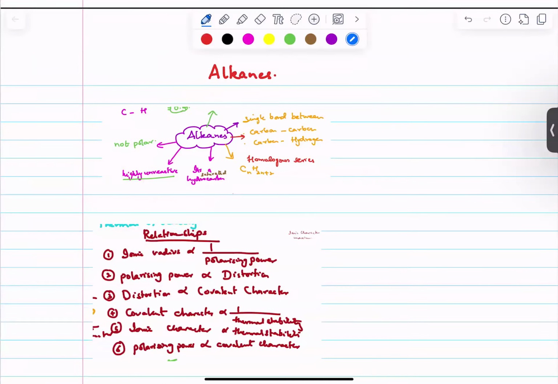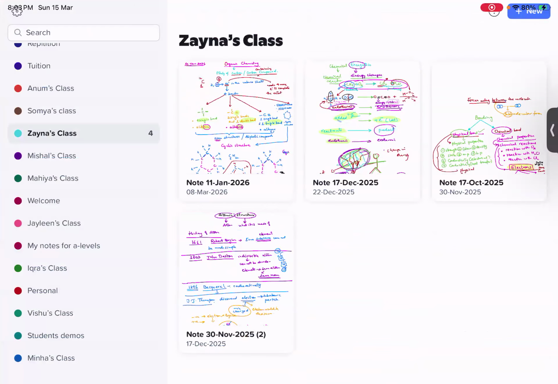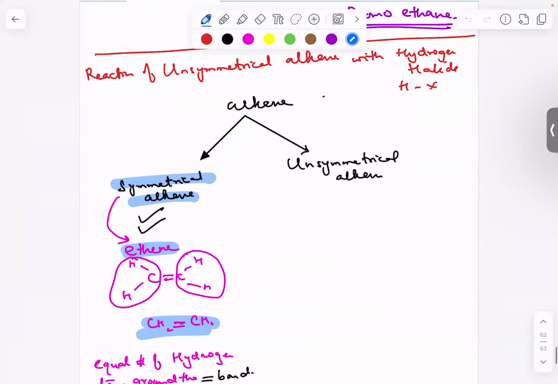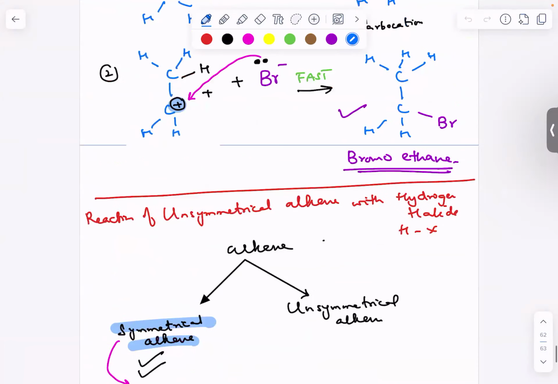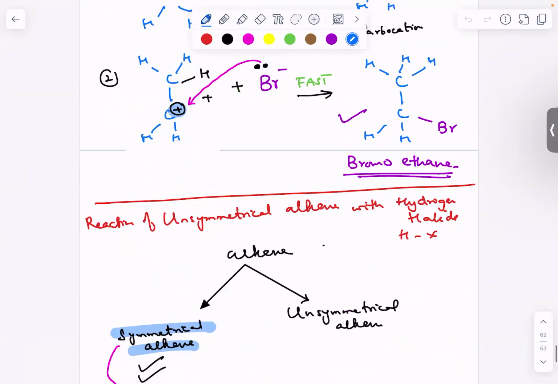We started alkenes. Alkenes, okay. All right, so alkenes. Reaction of unsymmetrical alkene. Have we done it for symmetrical alkene? Yes, we have done only for symmetrical alkene. We haven't done it for unsymmetrical alkene yet. All right, fine. Just give me a minute, Zainab. Let me bring the book.